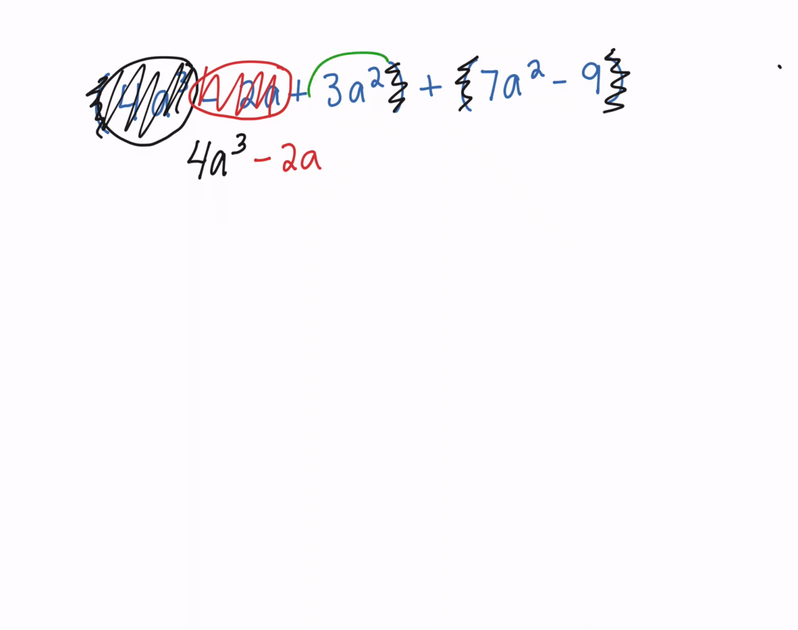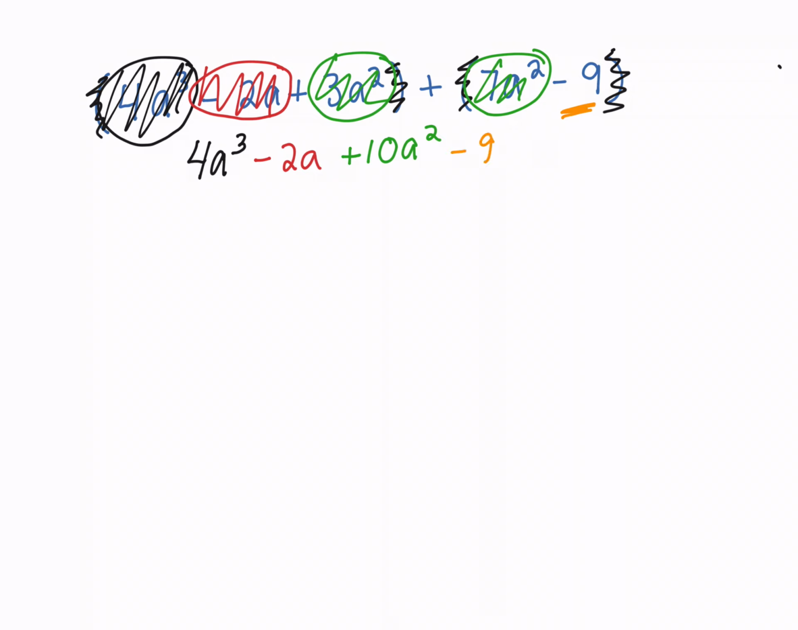Then I have 3a squared. Then I also have a 7a squared. When I combine those, I get plus 10a squared. And then my last term, I have a minus 9. That's just by itself, so I subtract 9 at the end. This is our final answer.